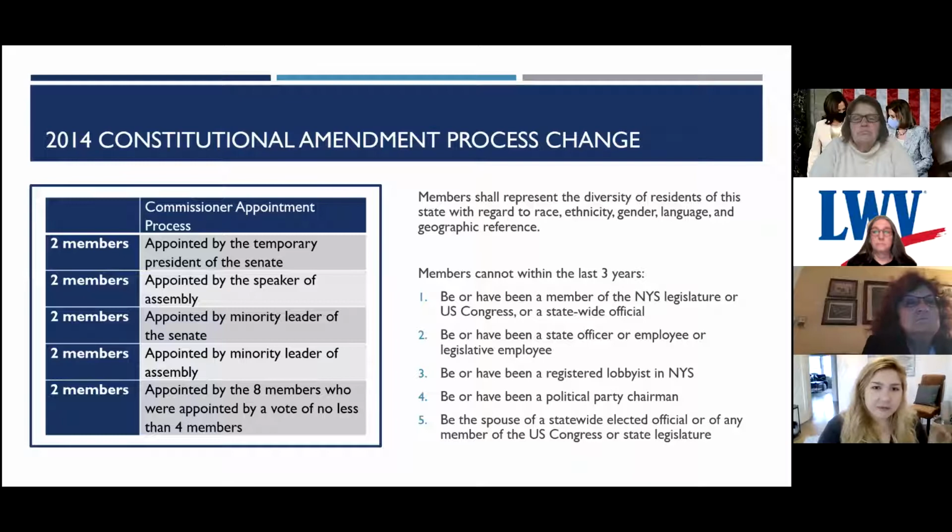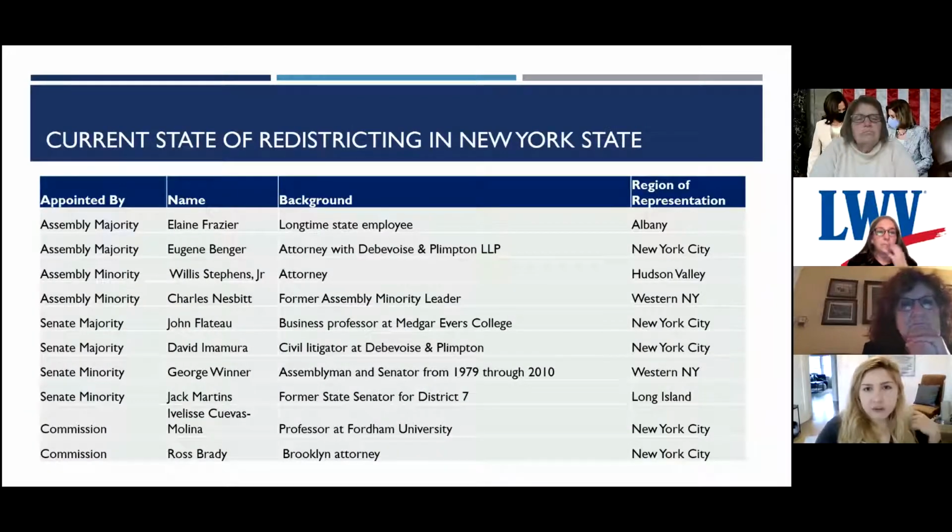And then to even further drive home the importance of making sure these commissioners are not going to be in the pocket of anyone in particular, the members are supposed to represent what New York State looks like in terms of race, gender, ethnicity, language, and also in terms of geography. So here's a quick look at the commissioners that we have right now.